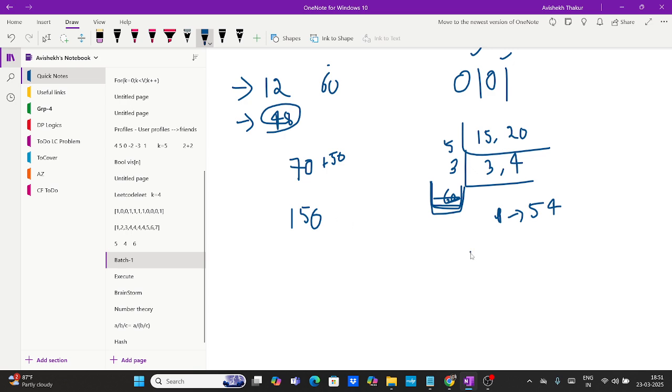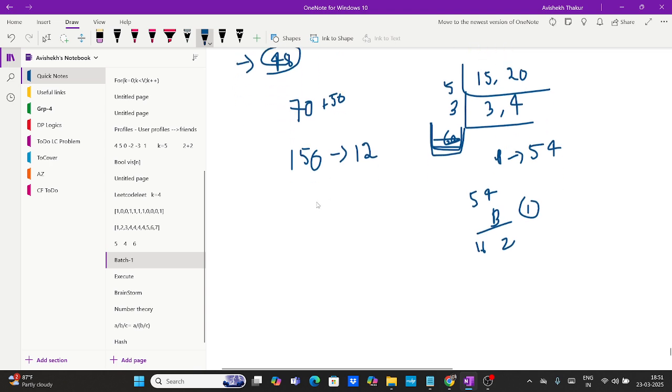12. Okay. How did you do that? 3 times, 54 into 3. Okay, 12. Yeah, 12 you should increment. So Manan and Deva, does it make sense? Sorry, 54 into 3. Is it correct or not? Okay, got it.